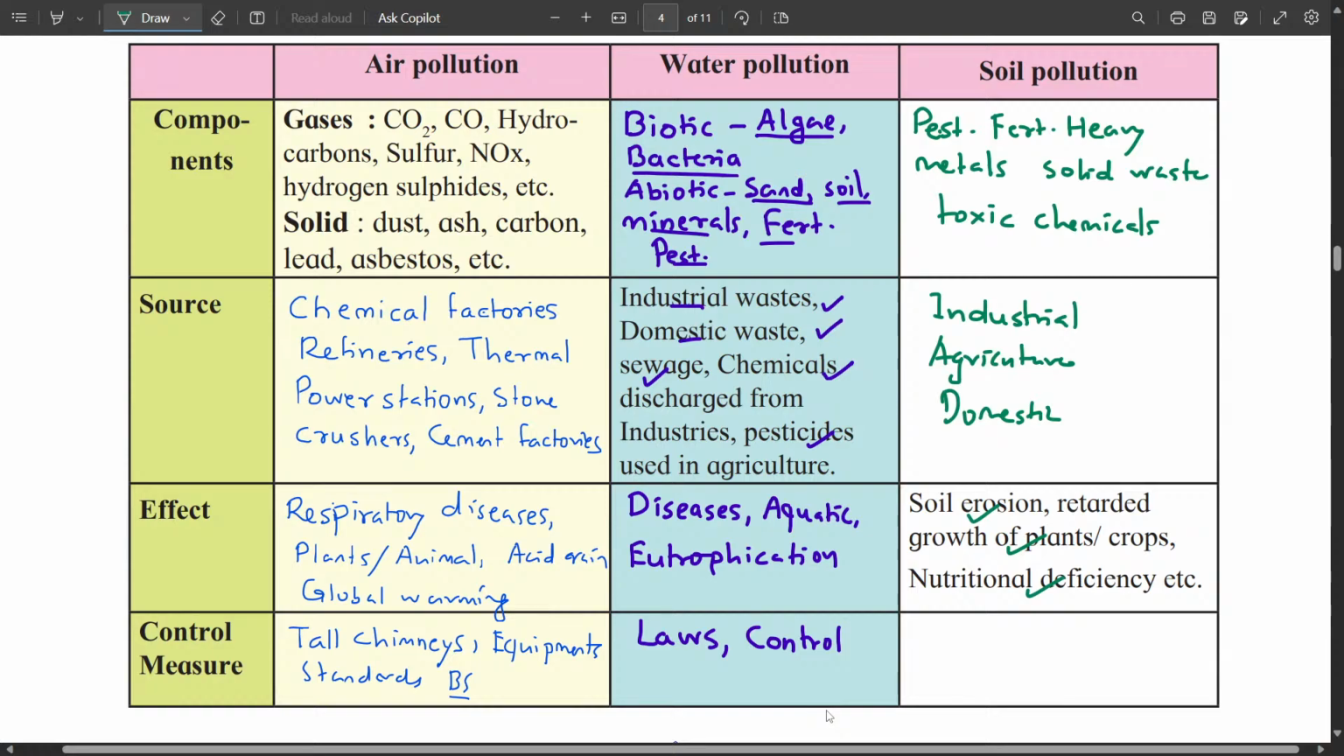So what are the control measures? Reduce the amount of solid waste. So recycle, reuse, reduce. These 3 R's can help to control soil pollution. Solid waste management techniques, avoid leaching, etc.